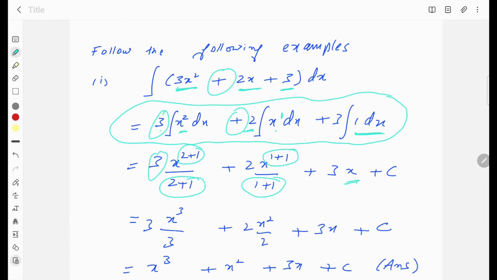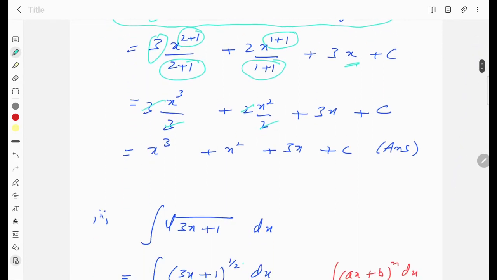Now you can simplify it. It will be x cubed over 3 multiplied by 3, plus 2x squared over 2, plus 3x, plus c. The 2 gets cancelled out, the 3 gets cancelled out, and finally you get x cubed plus x squared plus 3x plus c as your final answer.